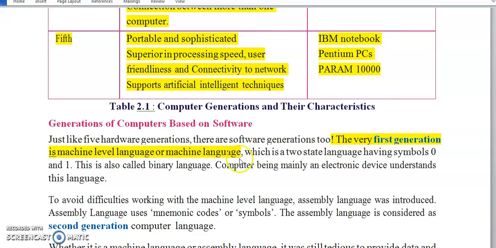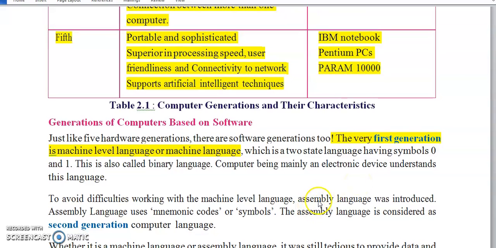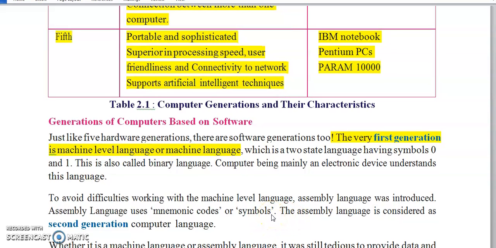The very first generation is machine level language or machine language, which is a two-state language having symbols 0 and 1. This is also called binary language. Computer being mainly an electronic device understands this language. To avoid difficult working with machine level language, assembly language was introduced. Assembly language uses machine codes or symbols. This assembly language is considered the second generation computer language. First generation computer language: 0 and 1, on and off. Second generation language: assembly language, numeric code or symbols.